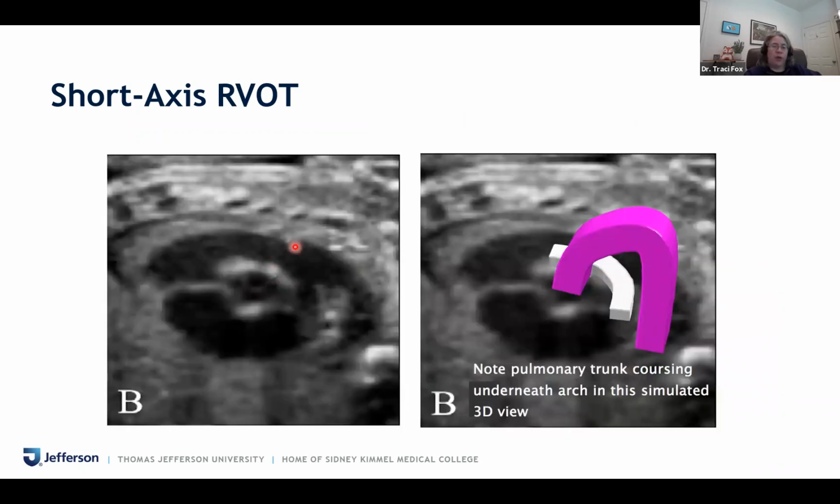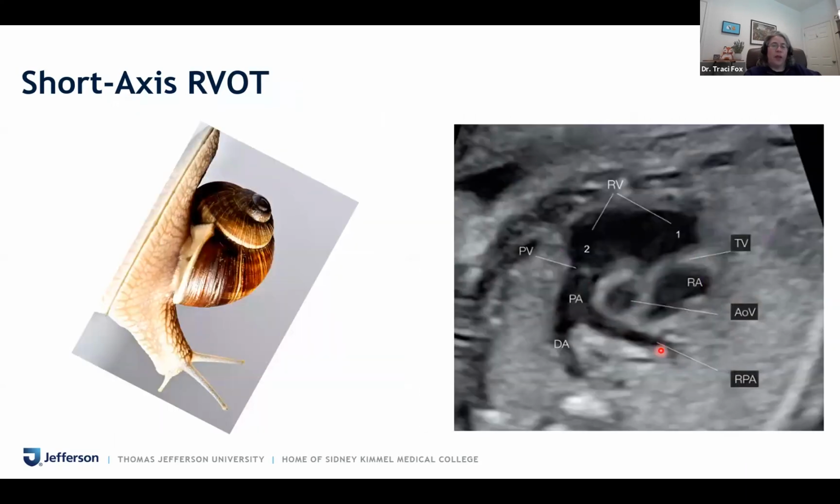Remember I said the right pulmonary artery crosses underneath the aortic arch, so I drew in an aortic arch to show you sort of in 3D how the right pulmonary artery comes underneath, and the aortic arch, which you cannot see in this picture because it's coming up out of the screen, is right there. I always describe the RVOT as looking like a snail, and in case you're not sure what I'm talking about, here's what I'm talking about. So it looks like the shell of the snail is here, and then it comes around, and then you've got those two feelers or eyes, whatever they are.